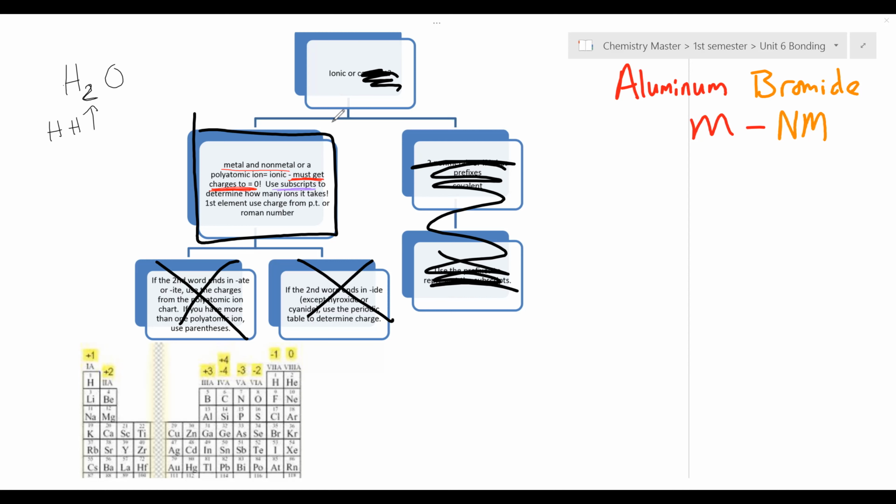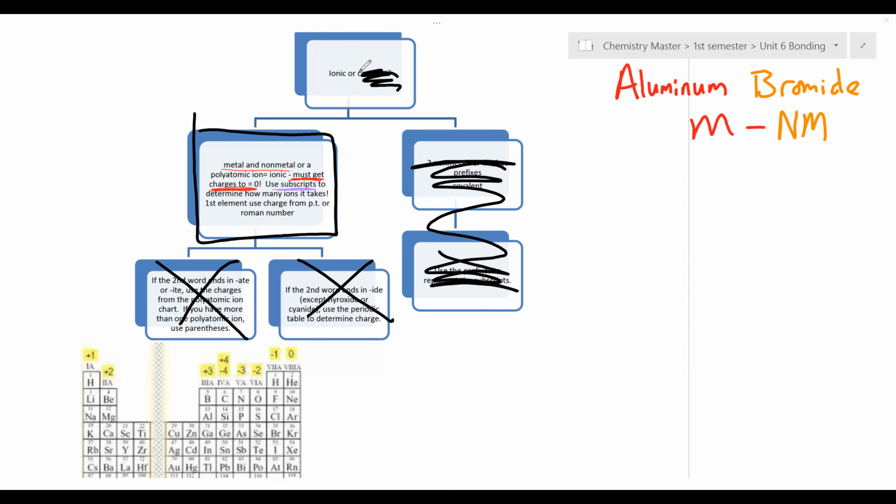So let's talk about aluminum bromide. Let's walk through how we do this. If I want to write the formula for aluminum bromide, the first thing I need are the symbols, and the symbols are the ones that come off the periodic table. We just did this one a few minutes ago. Can somebody tell me the symbol for aluminum? And when I say symbol, I mean the letters.